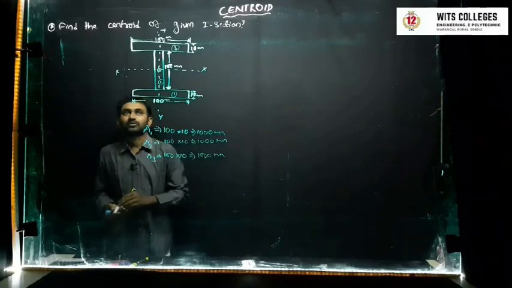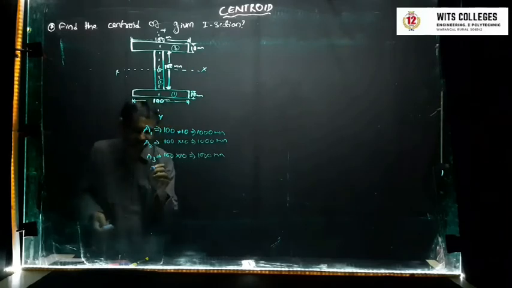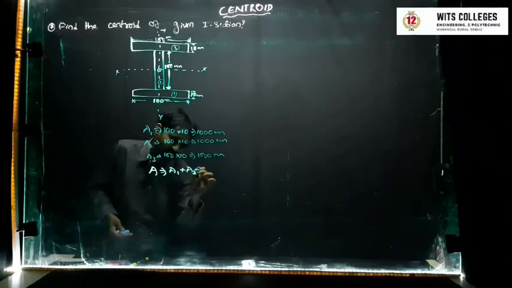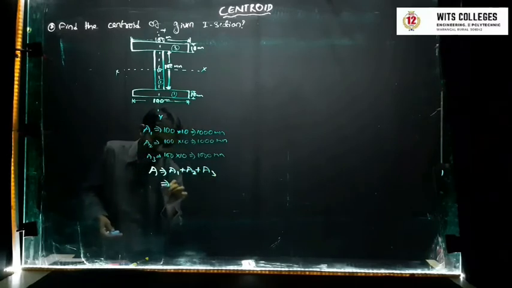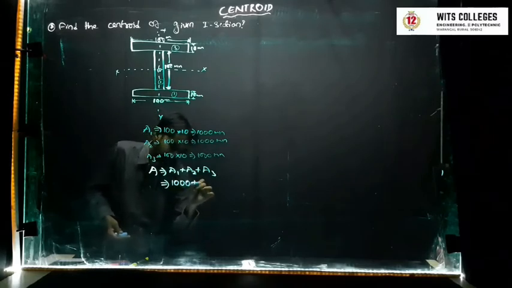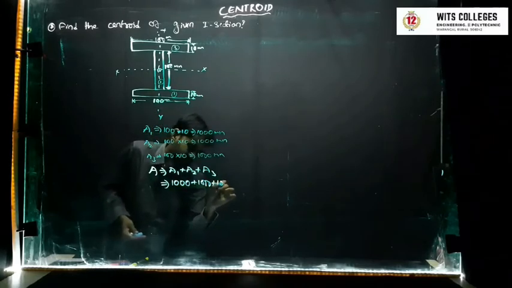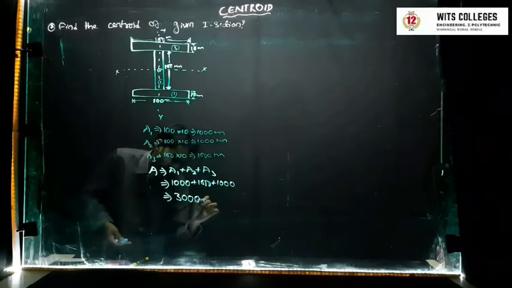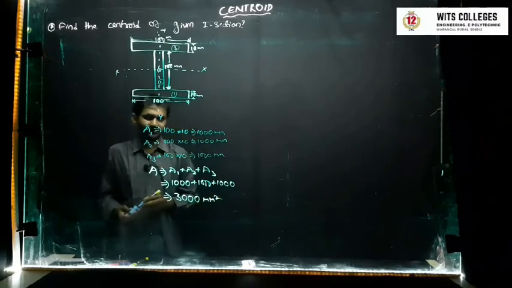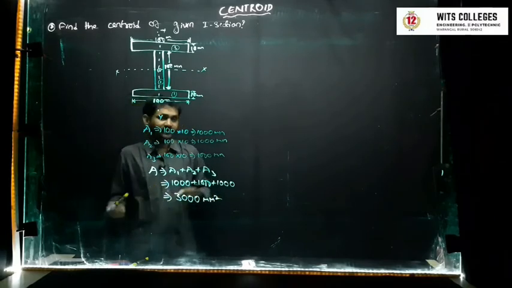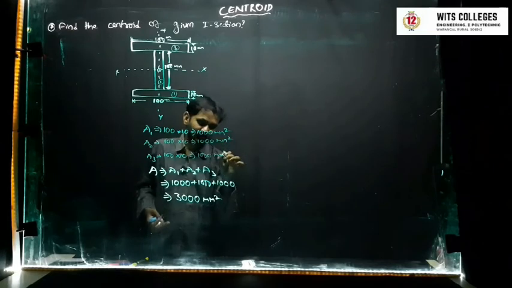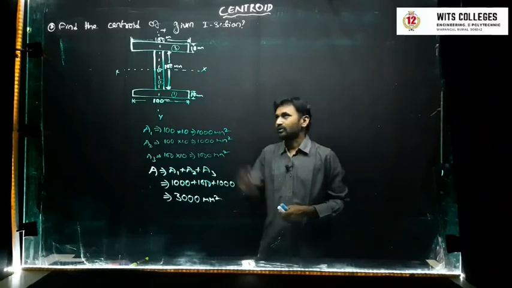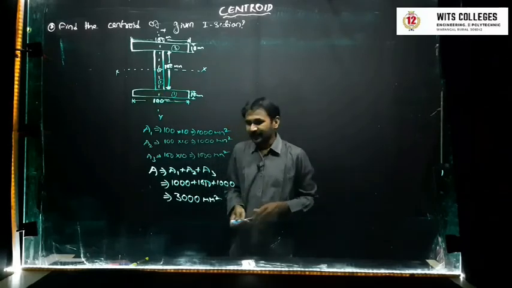Now I have to calculate the total area of the I section, where the total area is given as capital A, which is equal to A1 plus A2 plus A3, which is equal to 1000 plus 1000 plus 1000. So this gives 3000 mm square, and this unit is also mm square. This is my total area of the figure.